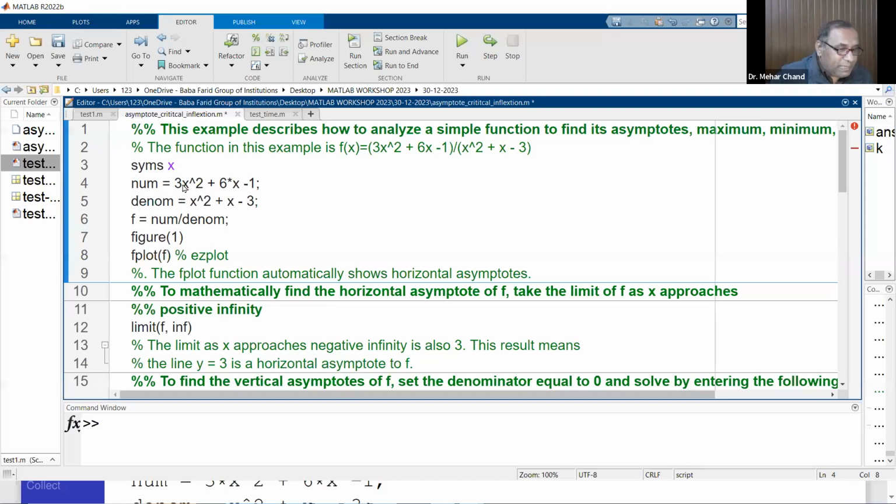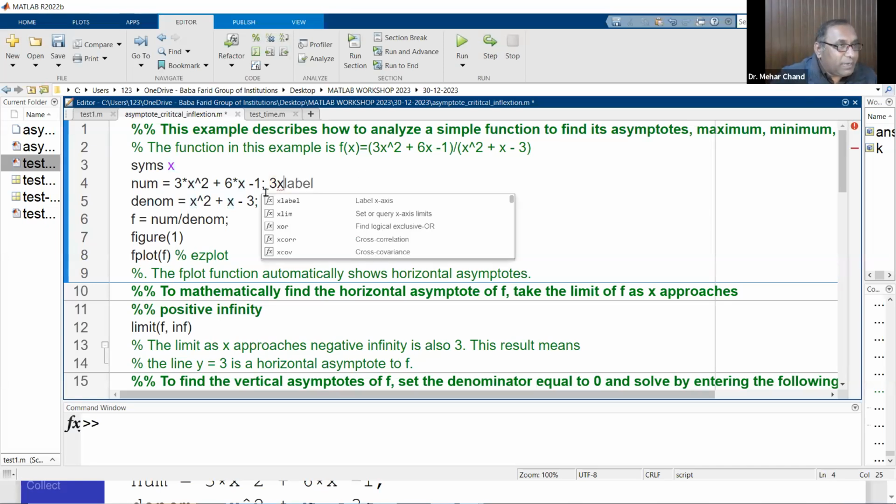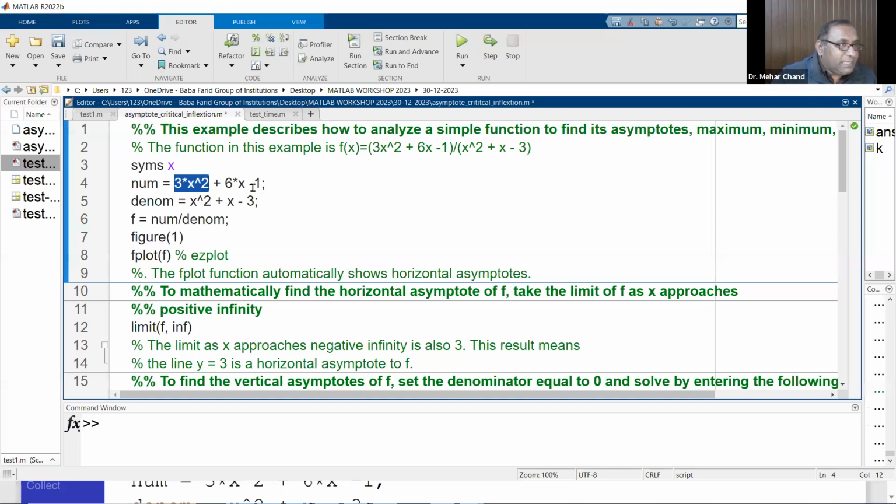Otherwise, if you use only 3x, this becomes one variable. Note the product. So always keep this in mind while writing the syntax: 3x square plus 6x minus 1 is the numerator and this is the denominator. So f will be equal to numerator upon denominator. We divide this function into parts, and then we define the address space.